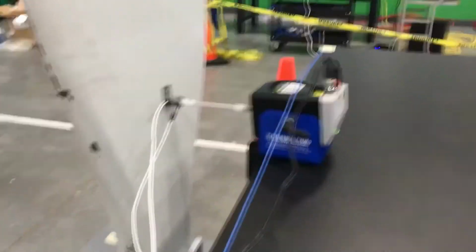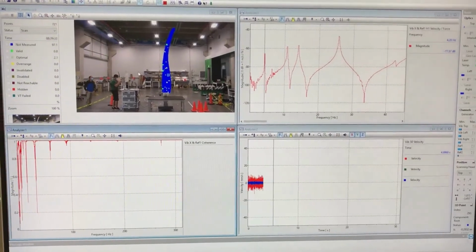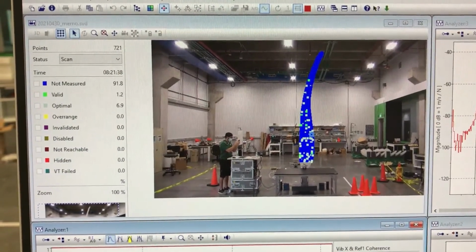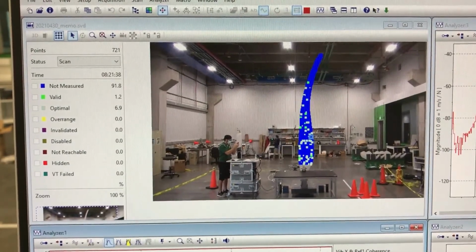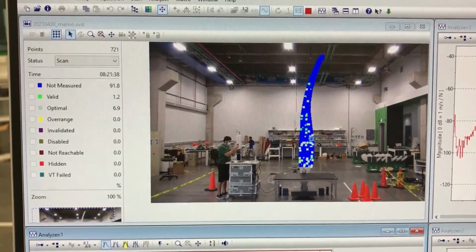Then all of the data from the shaker and the laser heads is sent to this computer, which then processes the data to get the natural frequencies of the wind turbine blade. So in this window, we can see what the laser head is seeing. This essentially shows all the points that have been scanned already, as well as all the points that still need to be scanned.